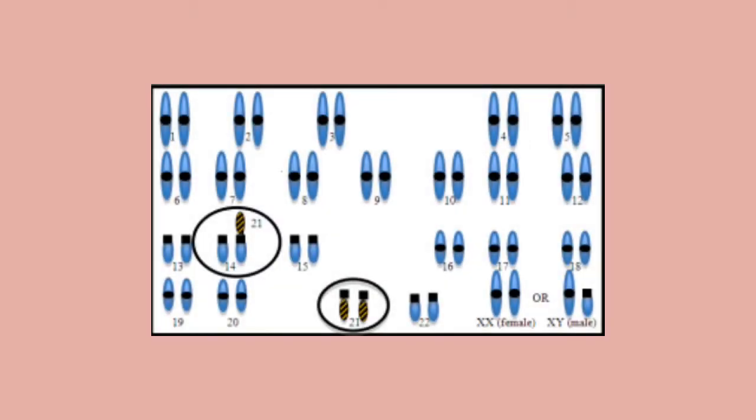Here is a physical representation of what translocation Down syndrome looks like. As you can see in the 21st chromosome, they still have the regular 2, but there's a third copy of the 21st chromosome attached to another one, the 14th chromosome in this case.